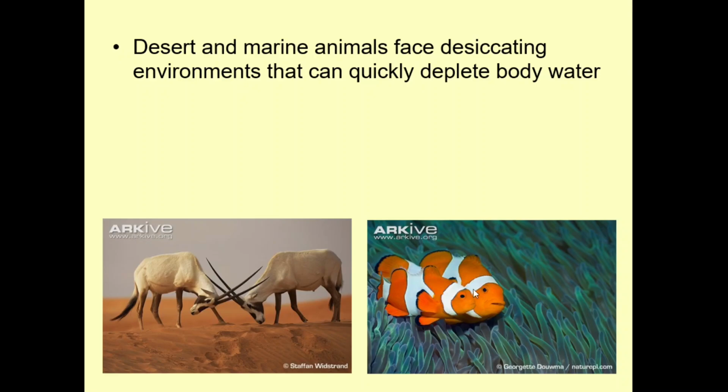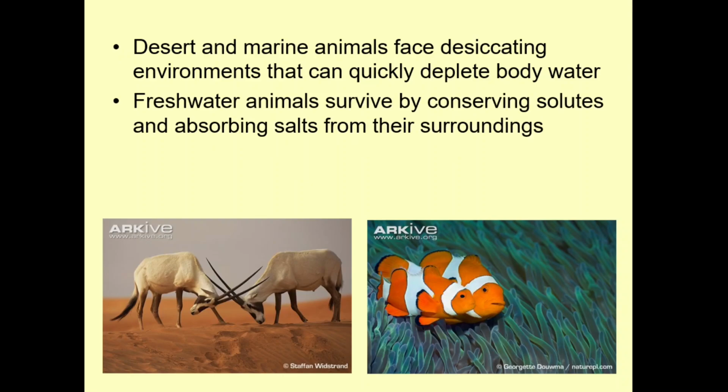On the other picture there, we have clownfish, which are marine fish, and they live in a hypertonic environment. So seawater is hypertonic relative to the inside of the fish. That means that seawater has a higher solute concentration in relation to the tissues of the fish. That means that they are constantly at risk of losing water via osmosis. And we'll look at how they combat this as we go through.